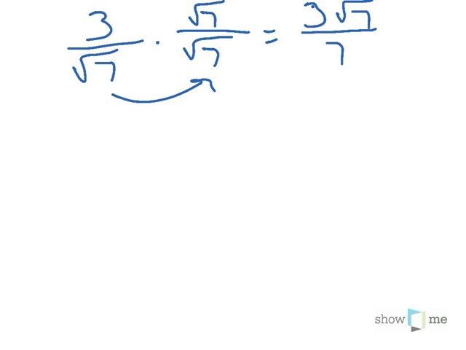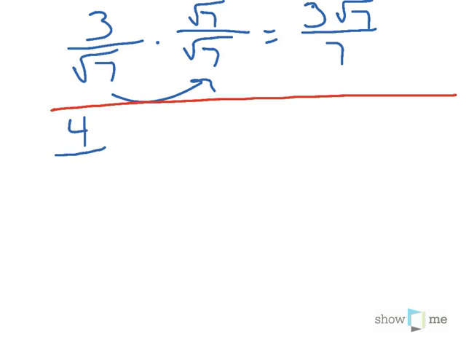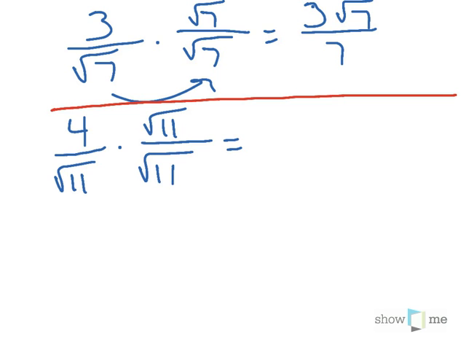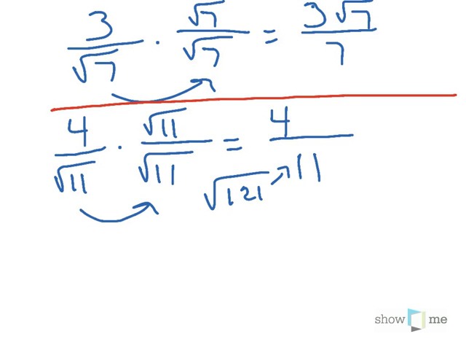I have another example. I'm going to just draw a line here so I can put my next example here. 4 over the square root of 11. Again, we're going to multiply it times the radical expression that's on the bottom, which is the square root of 11. Same thing on the top and the bottom. The square root of 11 times the square root of 11 makes the square root of 121. If you multiply them together, they make the square root of 121, which is 11. On the top, you have a 4 on the outside times square root of 11 on the inside.